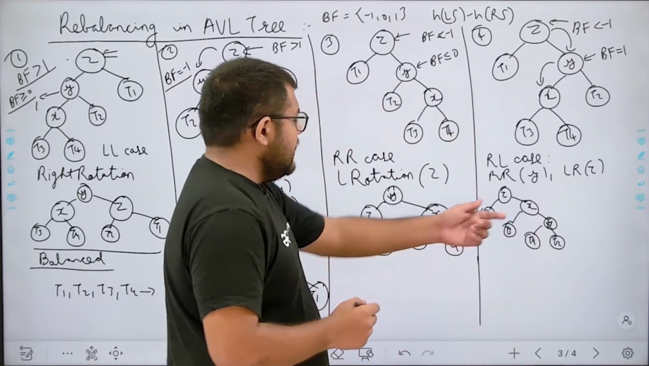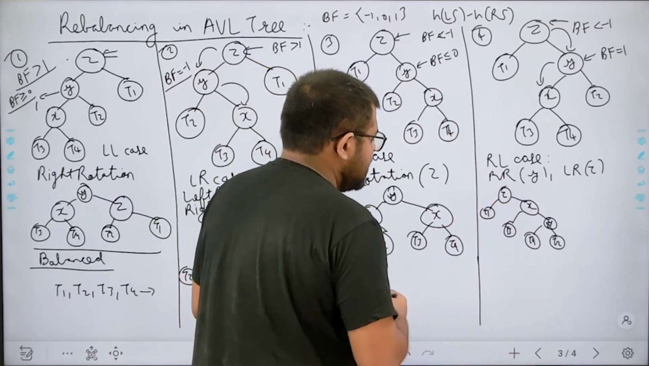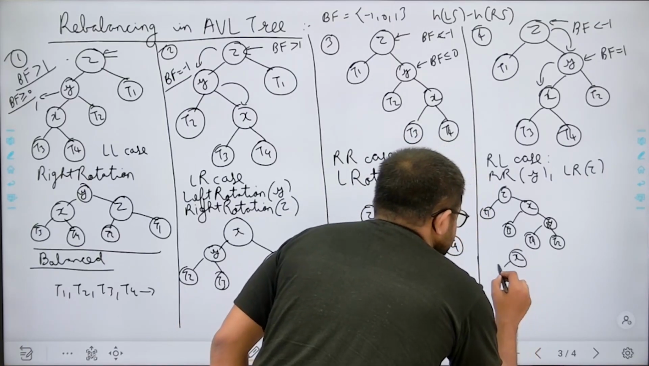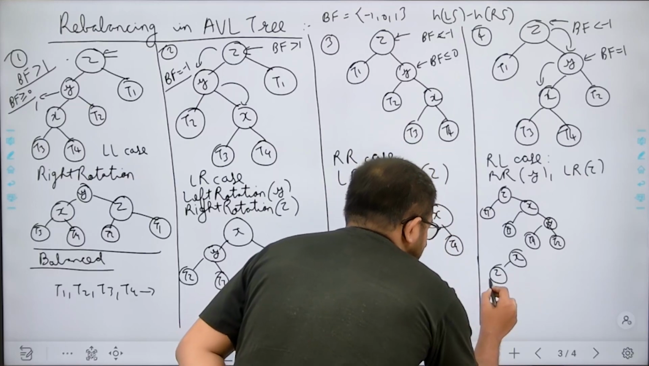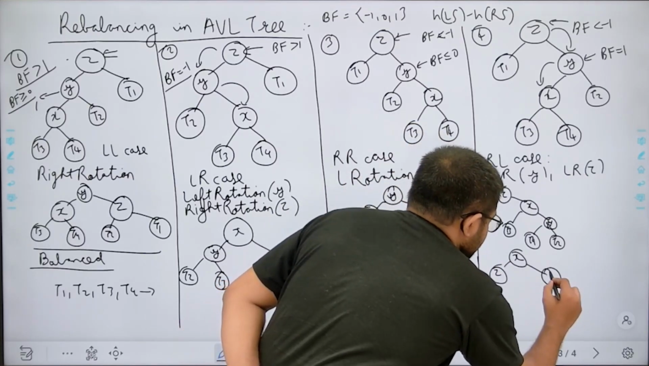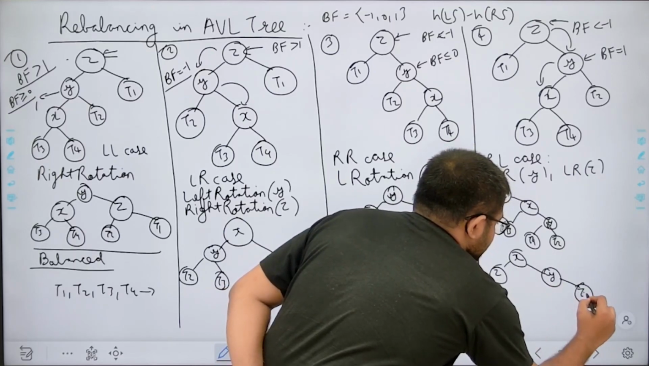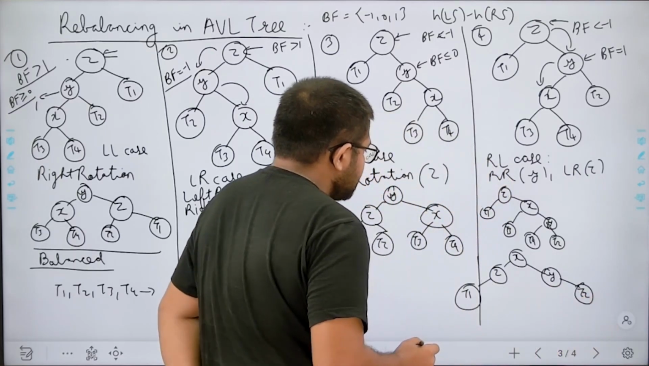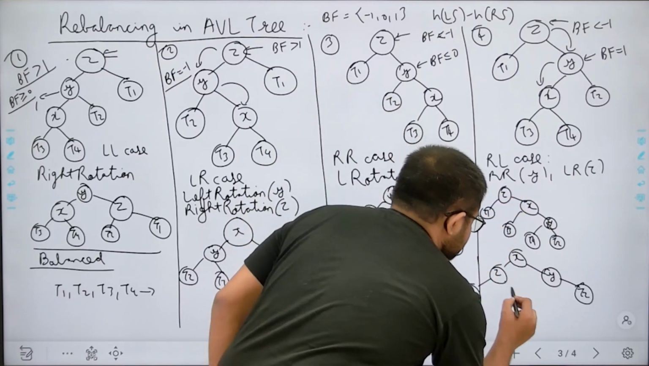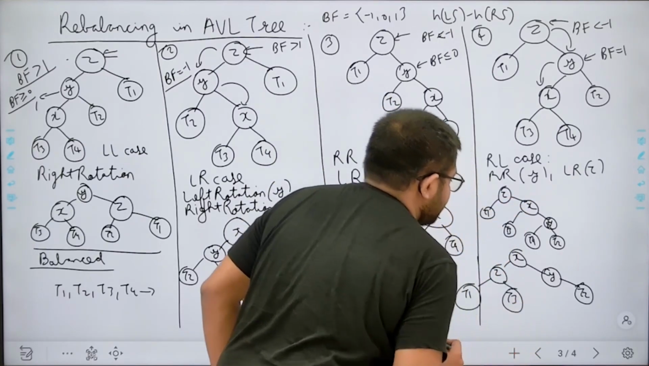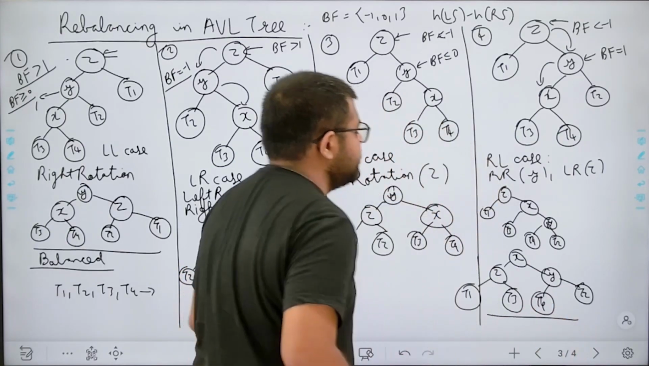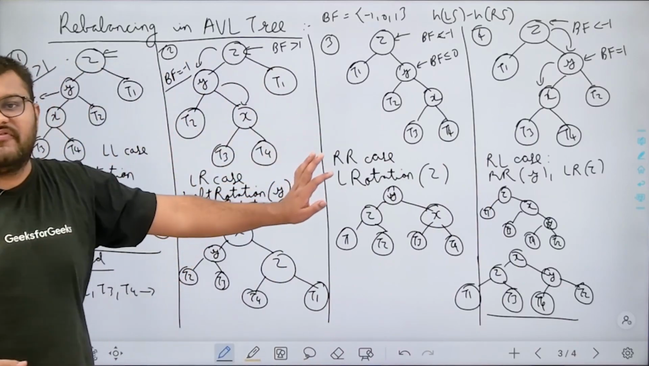Now we will do a left rotation on Z. So X will come here. Okay, so what will happen? X will come here, Z will become the left child of it, T1 will become here, Y will remain here only, T2 will remain here only. Then T3, that is the left child of Z, X will become the right child of Z. So T3 will become here and T4 will come here. Again this subtree is balanced. So these are the four different cases.